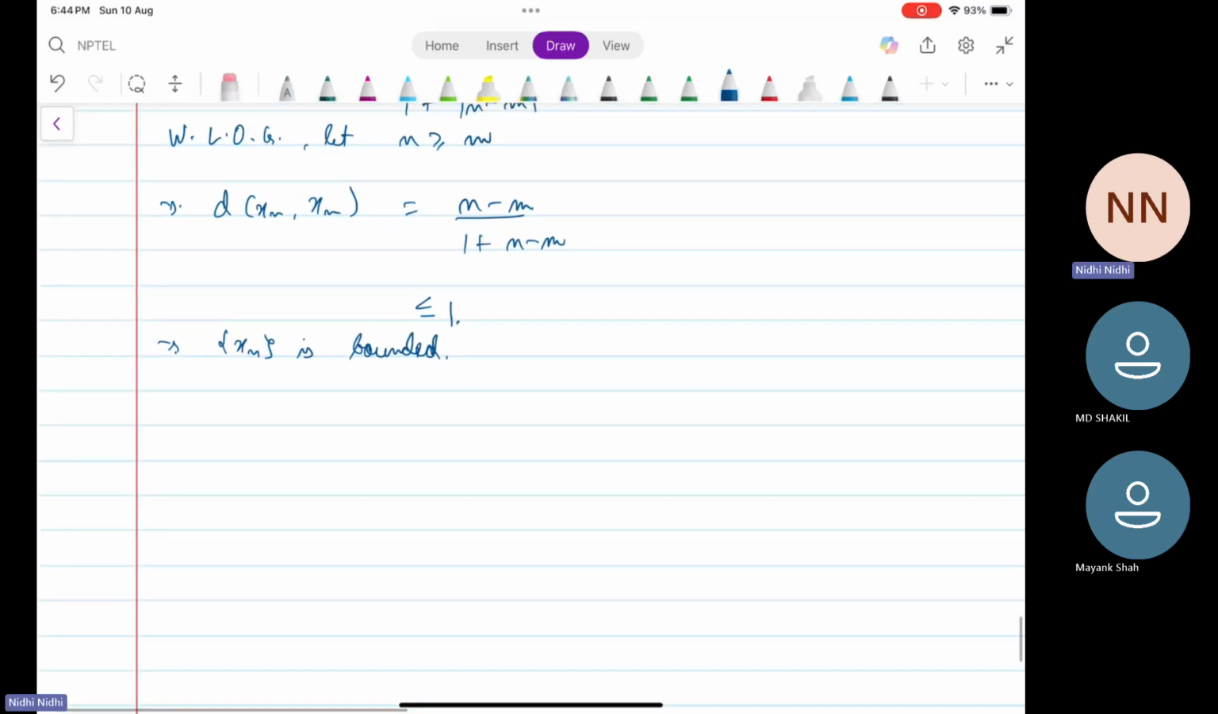And hence bounded in R, and hence has a convergent subsequence.